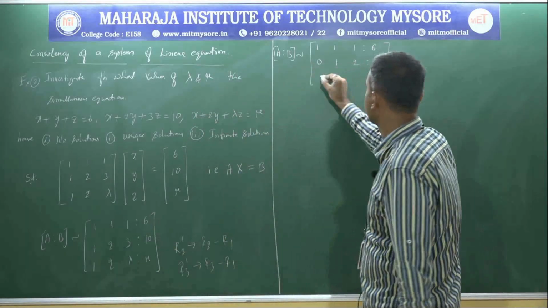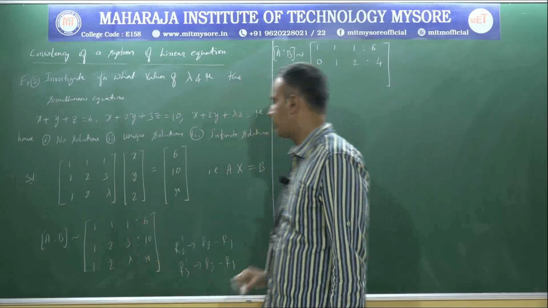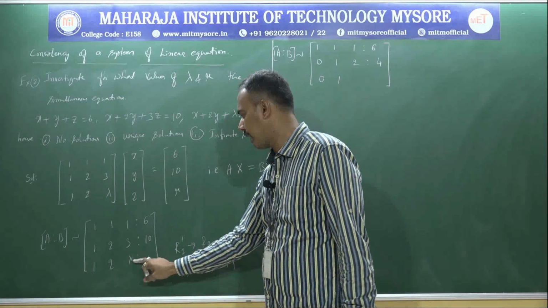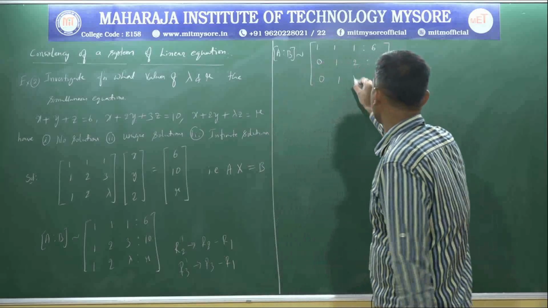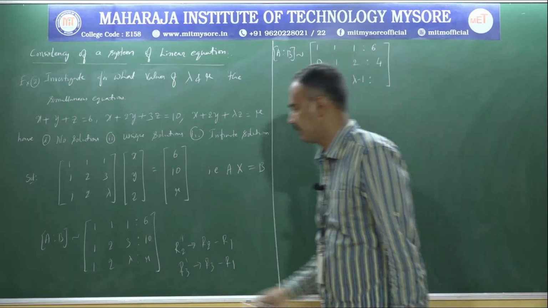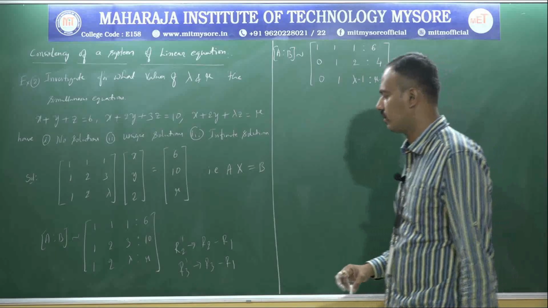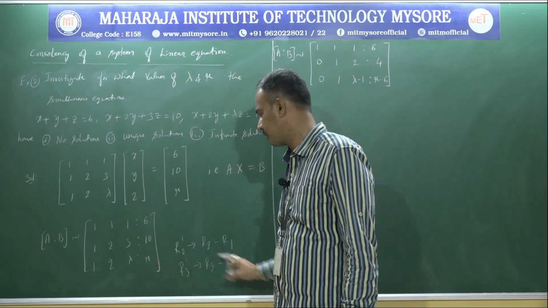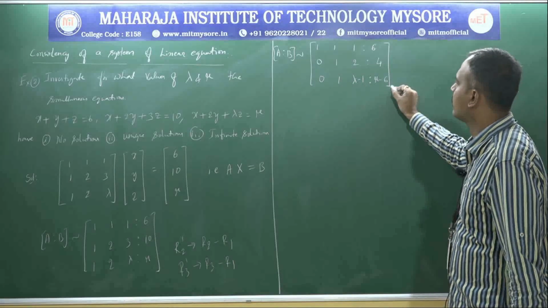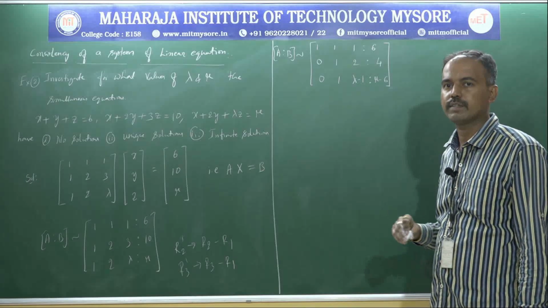For the first entry, 1 minus 1, 0. Next, 2 minus 1, 1. Next, in R3 - R1, lambda minus 1. Then mu minus 6, because the row 3 element mu minus the row 1 element 6 gives mu minus 6. Up to here also, we can't directly conclude the rank of the augmented matrix and the rank of the coefficient matrix.